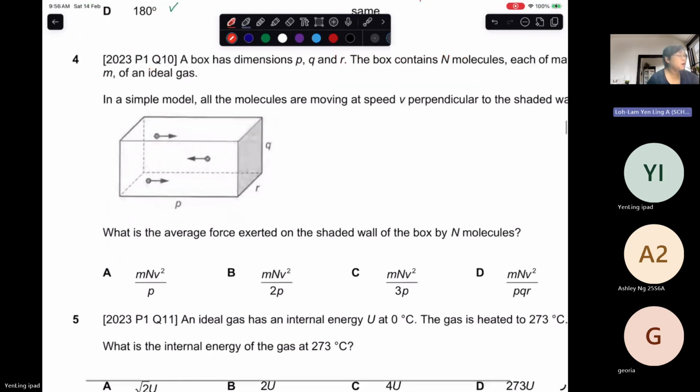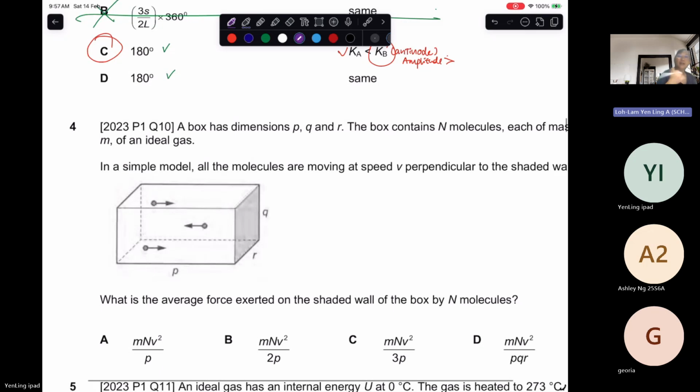Okay, question 4, very quickly coming to the end. Two more questions to go. All right, a box has dimension PQR, the box contains N molecules, so on. So this one, where does it come from? I was telling you the assumptions of ideal gas and then the derivation of PV equals 1/3 N m c squared. This is from that part of the notes.